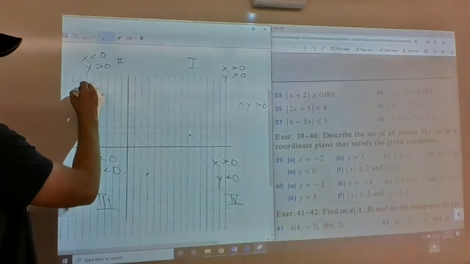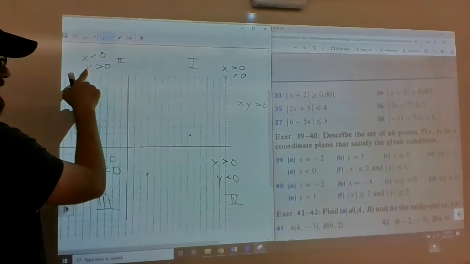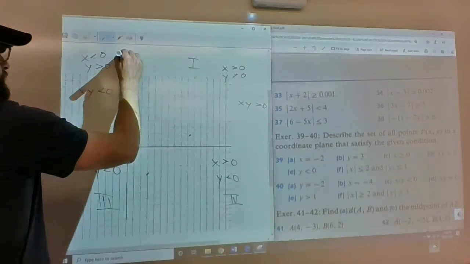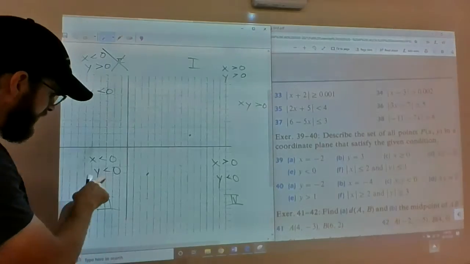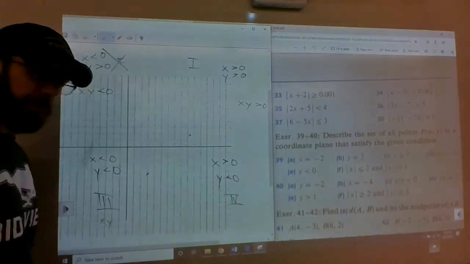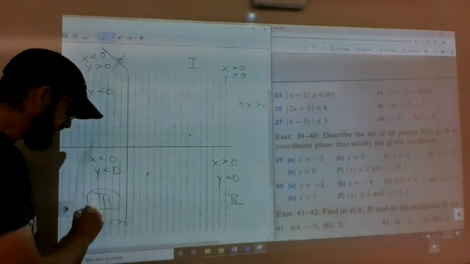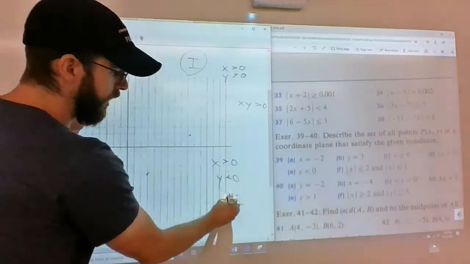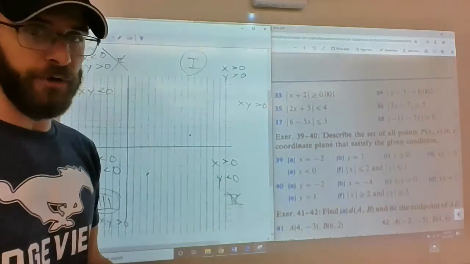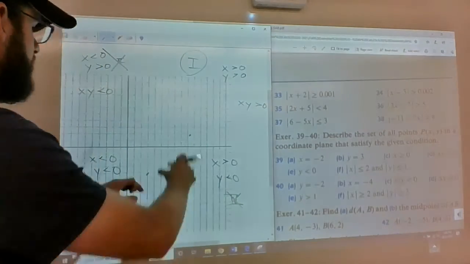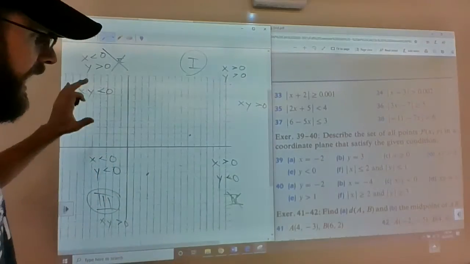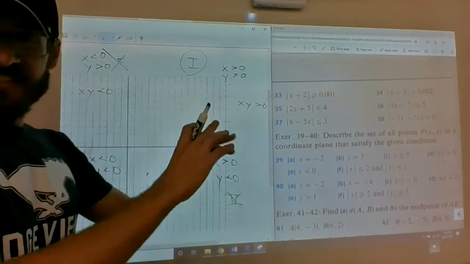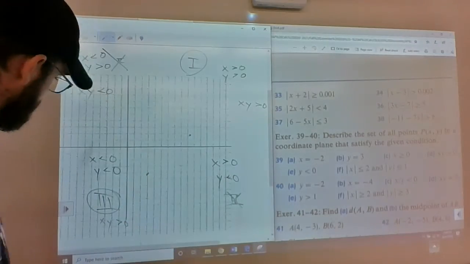Over here, when you take a positive times a negative, you get that, which doesn't satisfy the condition. When you take a negative times a negative, it is a positive. So this one does satisfy the condition, just like that one did. And then this one is pretty much like quadrant 2, where you multiply them together, it is not greater than 0. So given this, it seems that xy is greater than 0 is the set of all points in quadrant 1 and 3.